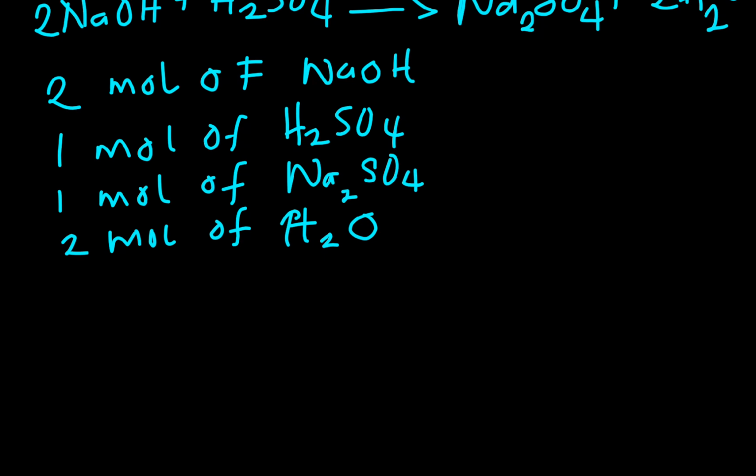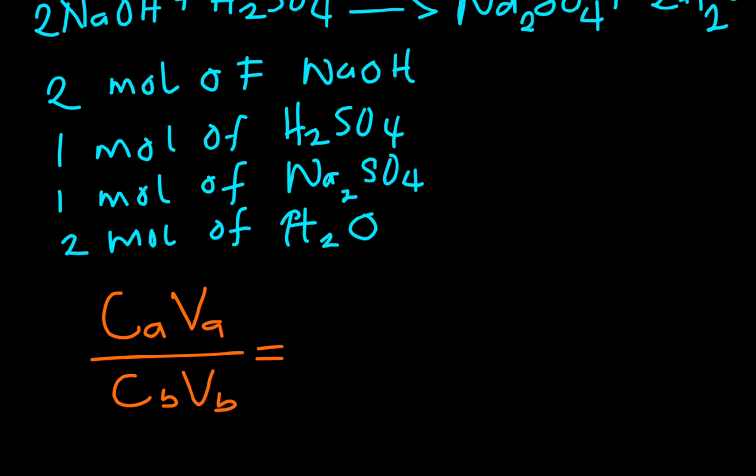The relation for this is actually the concentration of acid times the volume of acid over the concentration of the base times the volume of the base. This equals the number of moles of the acid over the number of moles of the base.